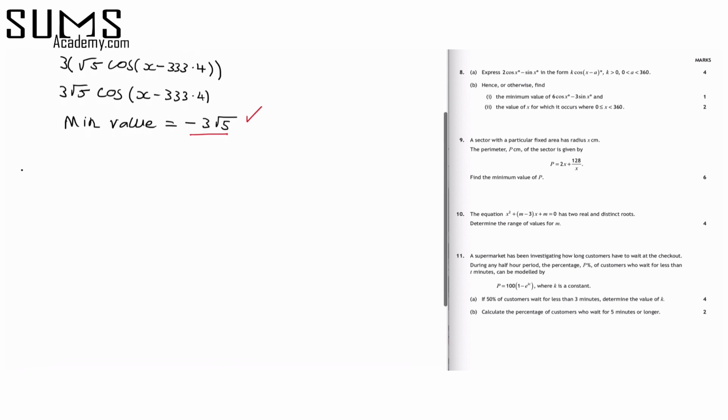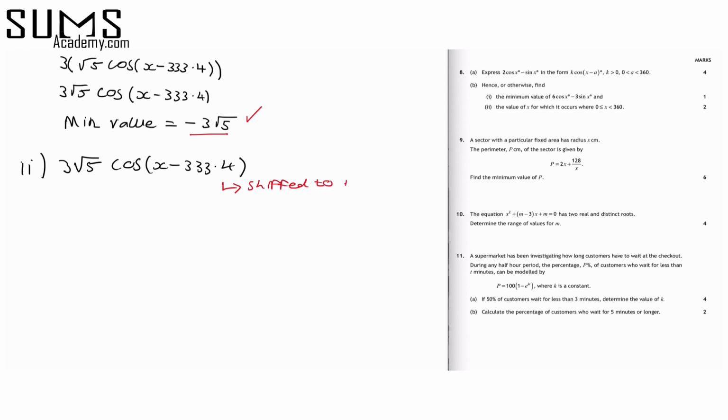Right, so what do we need to do here? Well, we write out the equation and have a think about what's going on. 3 root 5 cos x minus 3.4. Okay, so what does this mean basically? This means that because of the minus, the graph has been shifted 333.4 degrees to the right.